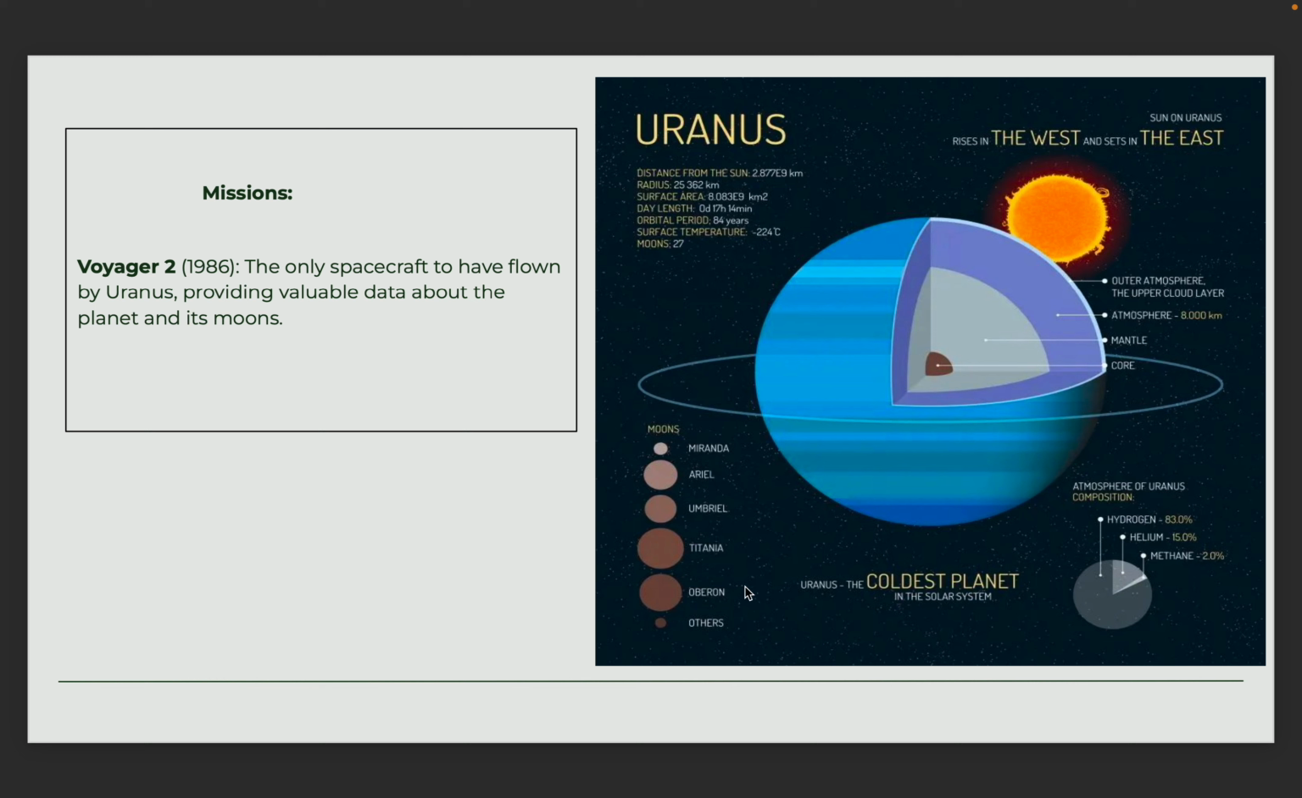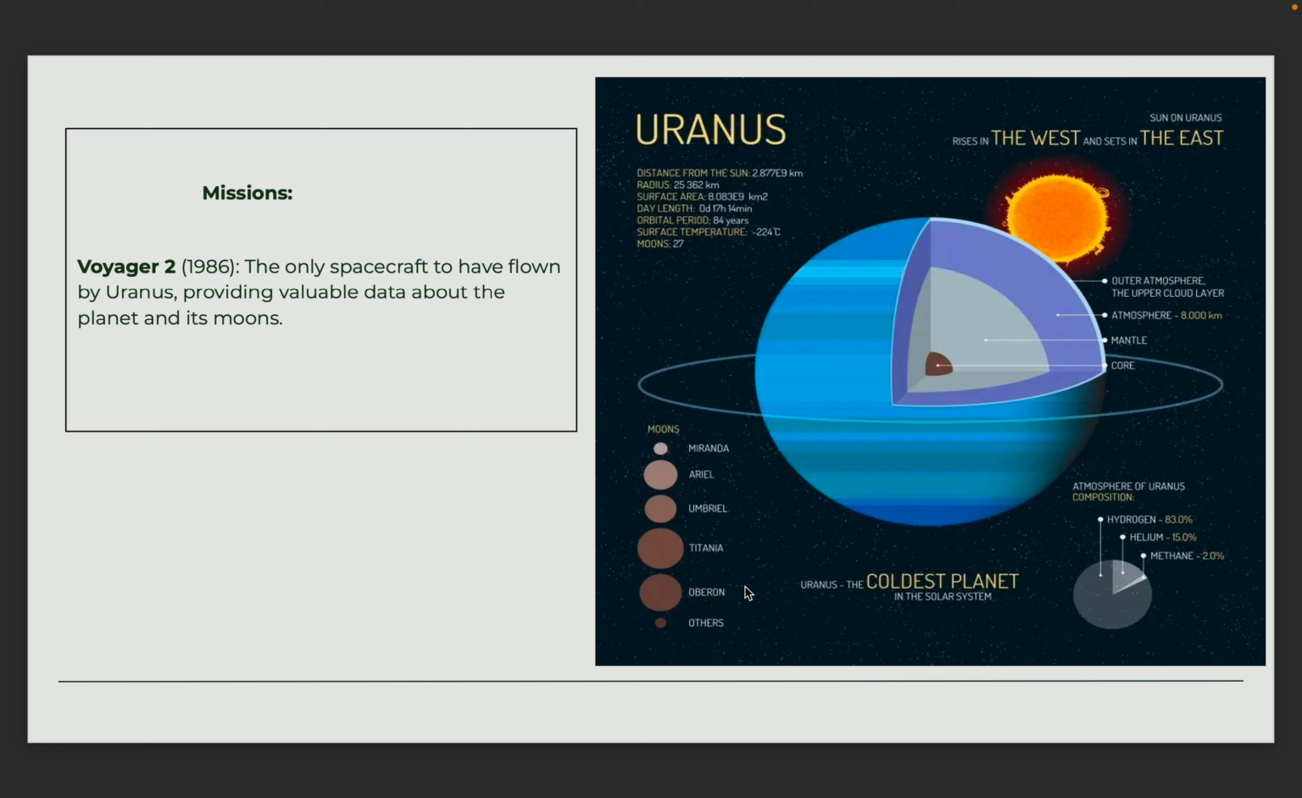It has a radius of about 25,000 km. It has a day length of about 17 hours 14 minutes. It takes one orbit around the sun in about 84 years. Its surface temperature is about minus 250 degrees Celsius. The sun on Uranus rises in the west and sets in the east.